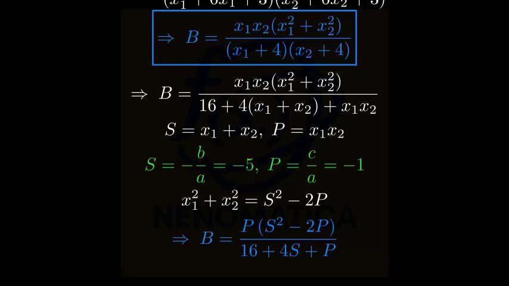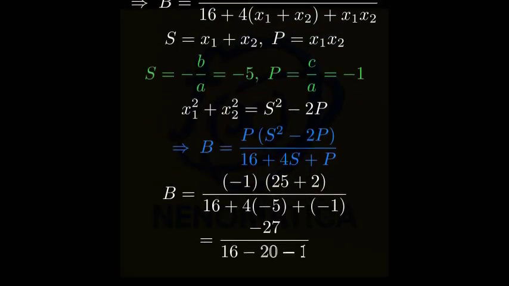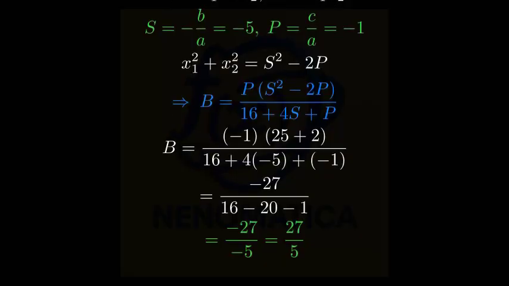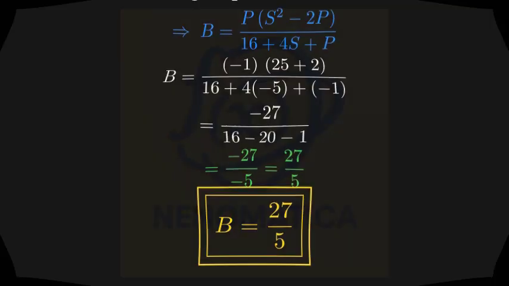Also, x1 squared plus x2 squared equals S squared minus 2P. Substitute these into B. Plug in S equals negative 5 and P equals negative 1. Work the arithmetic carefully. Therefore, the exact value of capital B is 27 over 5.